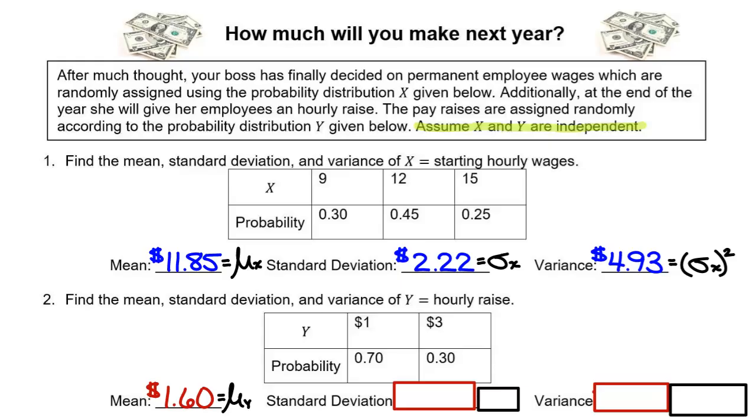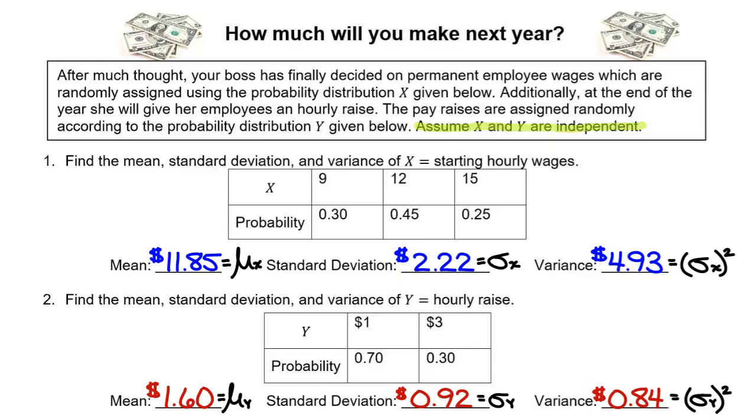What was the standard deviation of Y? 0.91, 0.92, depending on how you rounded. If you're off by a penny, that's fine. This is sigma Y, standard deviation. We use sigma. Remember, sigma looks like a circle with a little flag off the top, like a toupee flying away in the wind. And what is the variance of Y? Yes, about 84 cents. That is the sigma of Y squared.